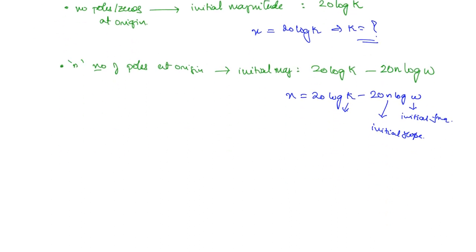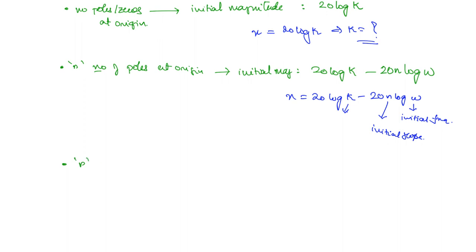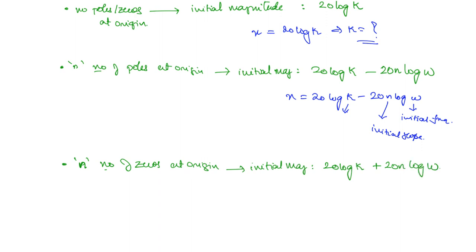What about n number of zeros at origin? Here just the negative sign is going to be replaced by positive: 20 log K plus 20n log omega. Once again omega is the initial frequency, n you will know from the initial slope, so if you know the initial magnitude, then you can find K.